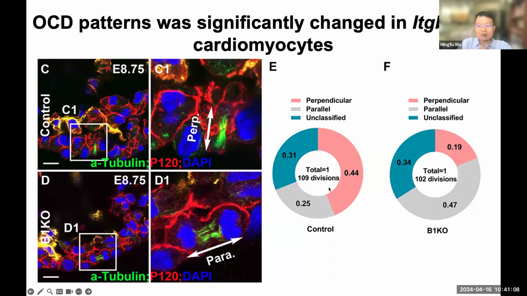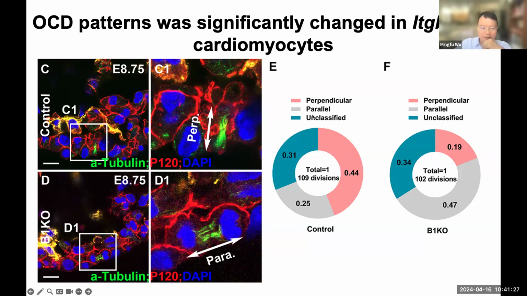And then we ask, what about when we delete integrin beta-1, does it affect the spindle orientation here? This shows a perpendicular division again. This shows a parallel division. So we examined the spindle orientation between the control and the knockout hearts.